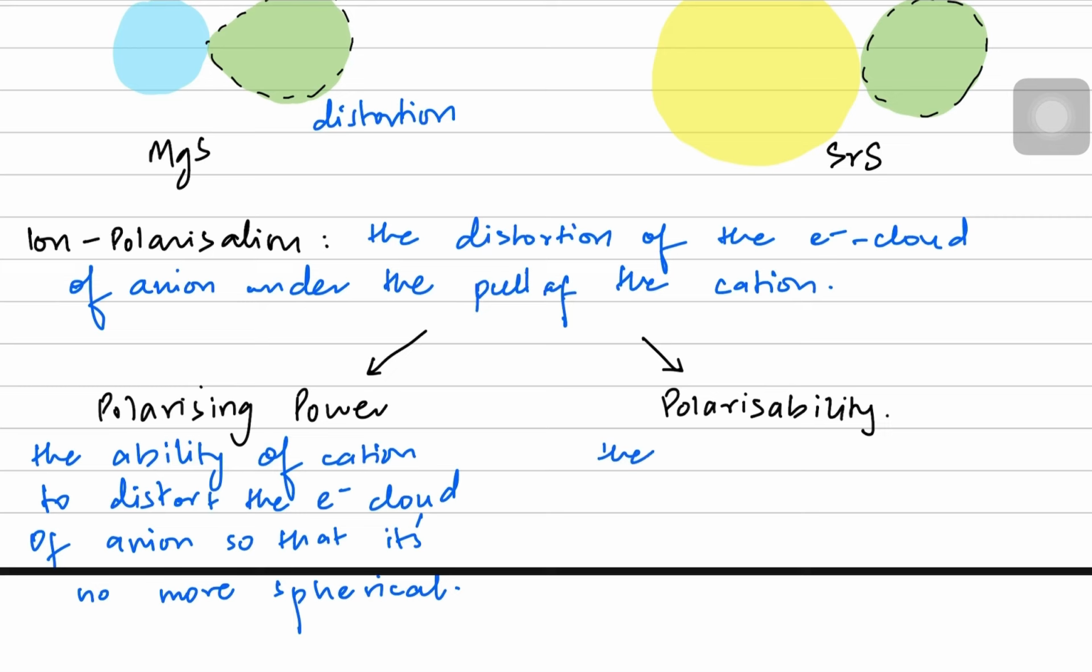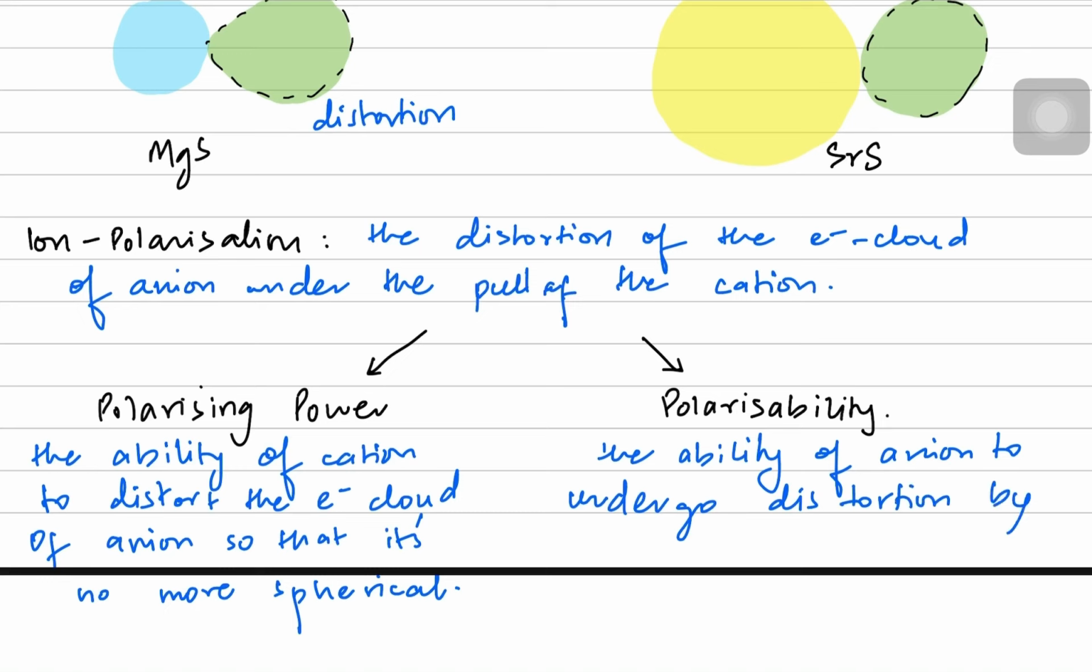Polarizability is the ability of an ion to undergo distortion by the effect of a cation. So polarizability is of the anion and polarizing power is from the cation.